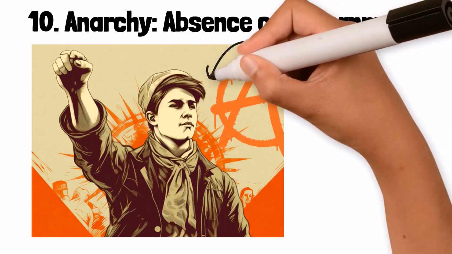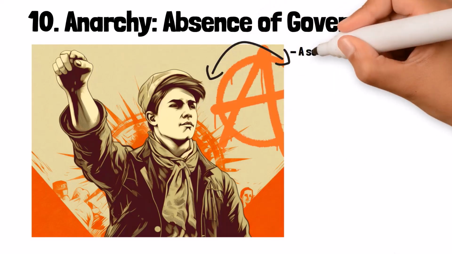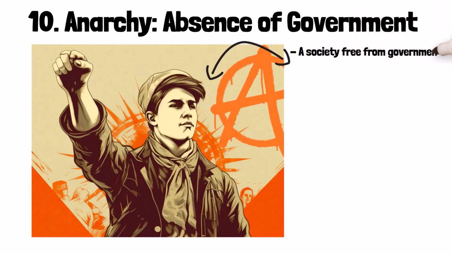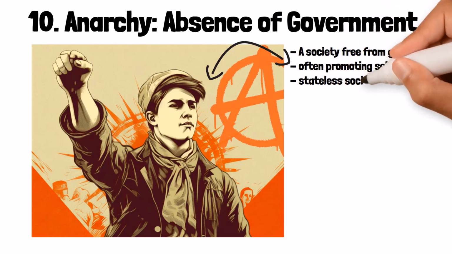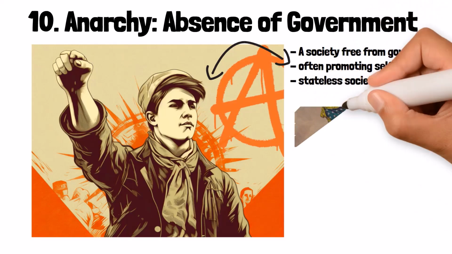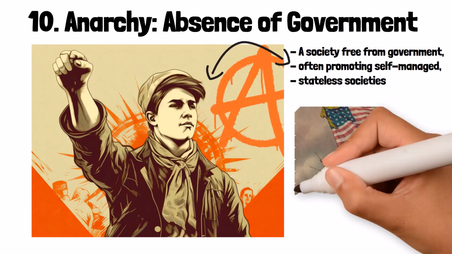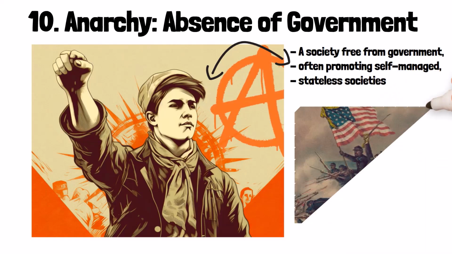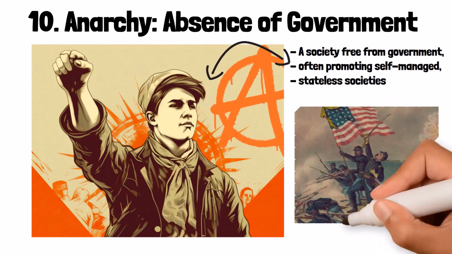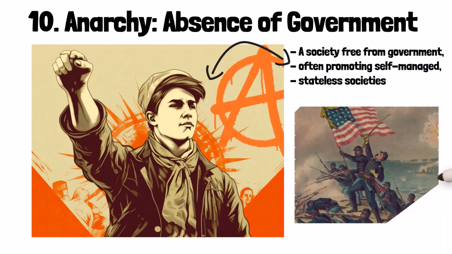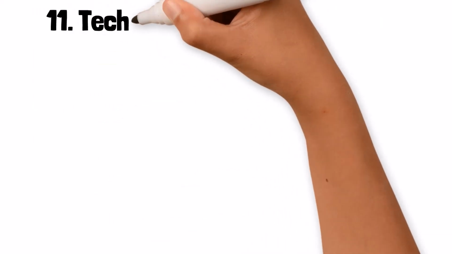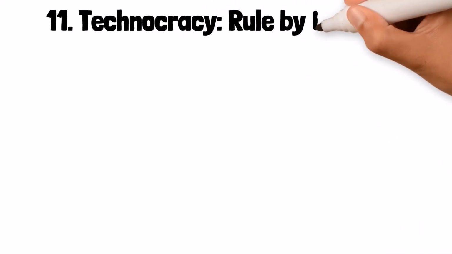Anarchism is a political philosophy that advocates for a society free from government, often promoting self-managed, stateless societies based on voluntary cooperation. While true anarchy is rare and typically unsustainable in the long term, some anarchist movements have sought to create communities based on principles of mutual aid and direct democracy, such as the short-lived anarchist territories during the Spanish Civil War. 11. Technocracy. Rule by experts.